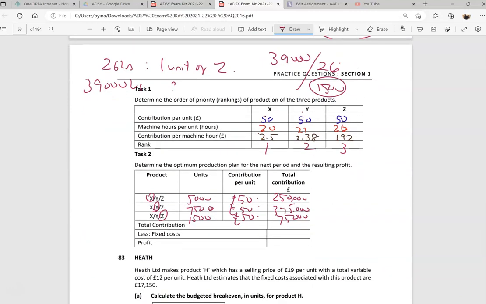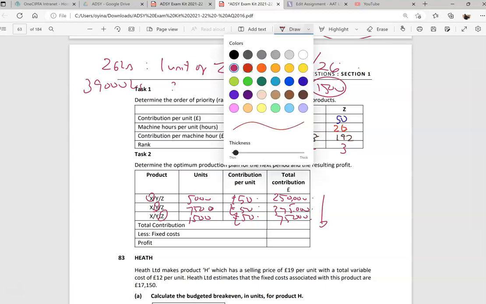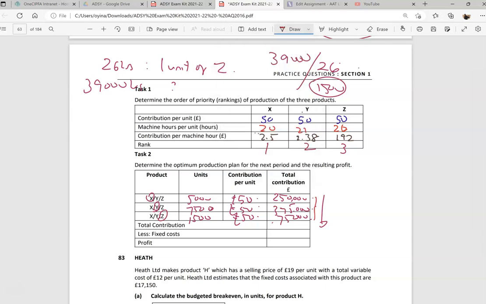Anyway, let's add the total contribution that's come to us, which is this plus this plus this. So add that 375 plus the 250,000, and you have 700. When I add all these three together, you get 700,000. Right. So the question, this is what I was saying earlier on, is what is our fixed cost?